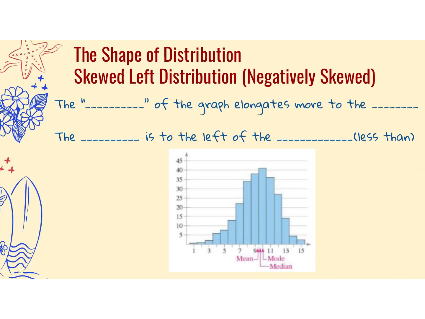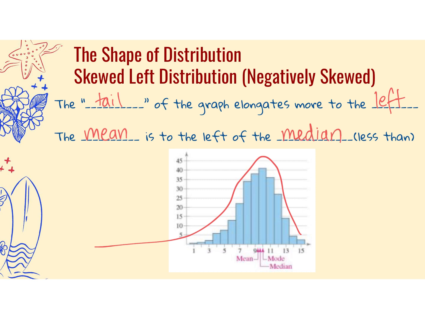We're also going to take a look at skewed. So first we're going to look at skewed left. So for skewed left, the tail of the graph, that's the short part of the graph, elongates more to the left. Okay, so the tail is kind of when it comes down and goes like that. Also, the mean is to the left of the median.